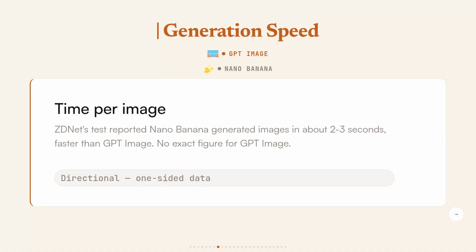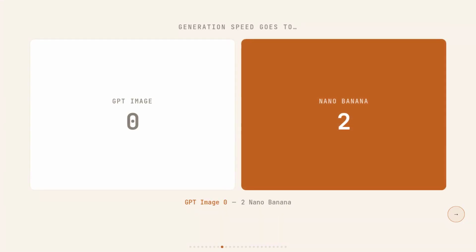Speed is one thing, but the number that actually hits your wallet at the end of the month is price. So test 2 is a tie, and the running score stays at 1 for Nano Banana, 0 for GPT Image, with a tie on the board.